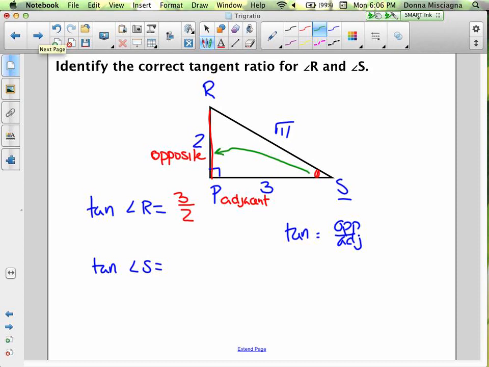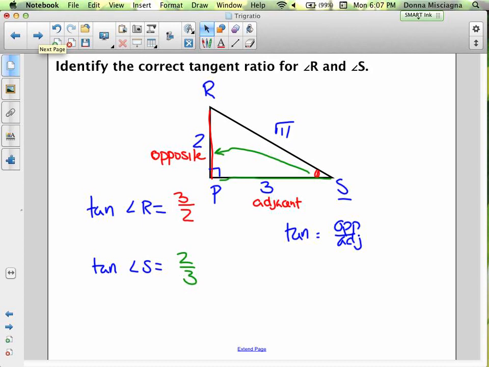So 2 is the opposite side, and now 3 is the adjacent side because this side makes up part of angle S. So the tangent ratio for angle S is going to be 2 over 3. And then we're done with this one. Another one done. Right, so I think finding these tangent ratios isn't too difficult. You just have to be able to identify who's opposite and who's adjacent.